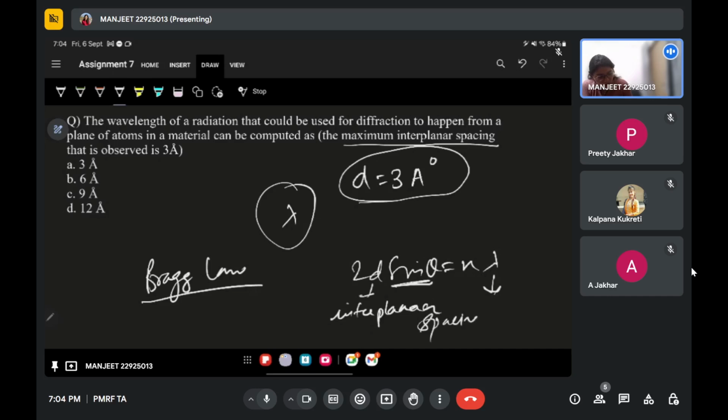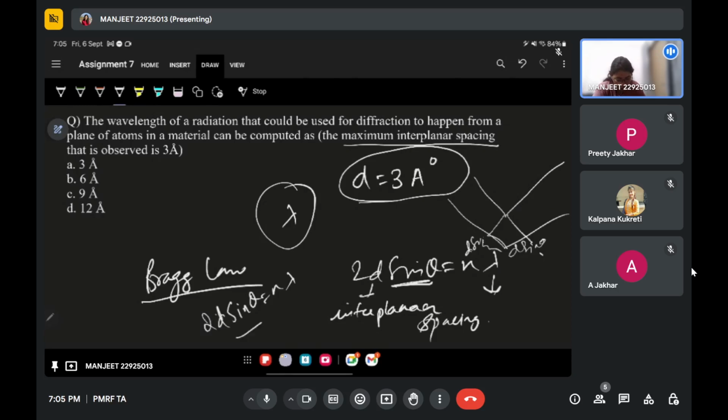And you know how this formula comes about. There is a path difference between the diffracted waves, which is d sin theta on each side, and for constructive interference to happen, this path difference should be n lambda. So the total path difference is 2d sin theta, which should equal n lambda. Here d, the interplanar spacing, is of the order of 3 angstrom.